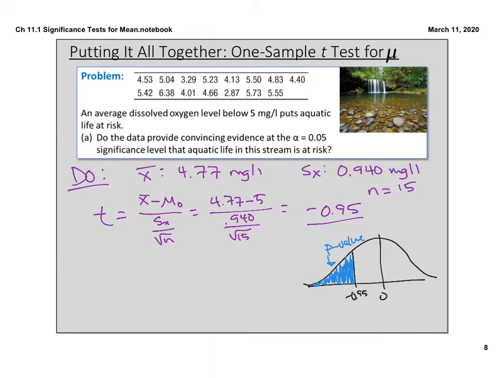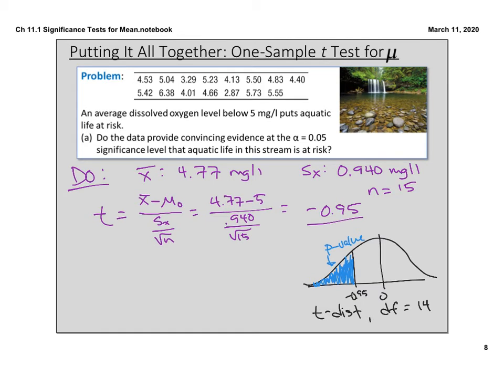Sorry, this is our t-distribution with our degrees of freedom equaling 14. If you forget about that, the degrees of freedom come from n minus 1. Our n was 15, n minus 1 is 14, so those are our degrees of freedom. So that's what I'm looking at. That's the region there. Now, let's go ahead and find what that p-value actually is going to be.